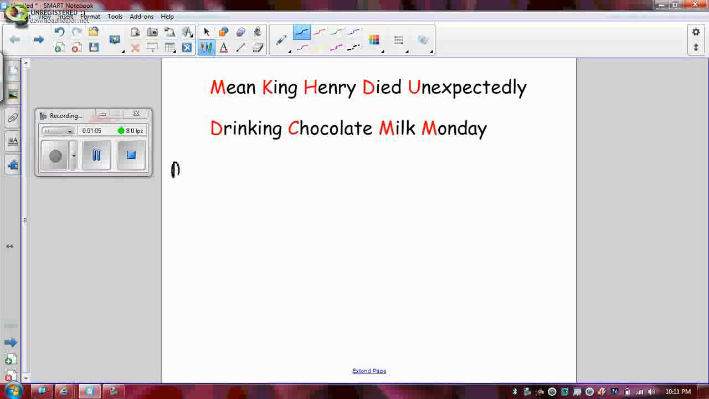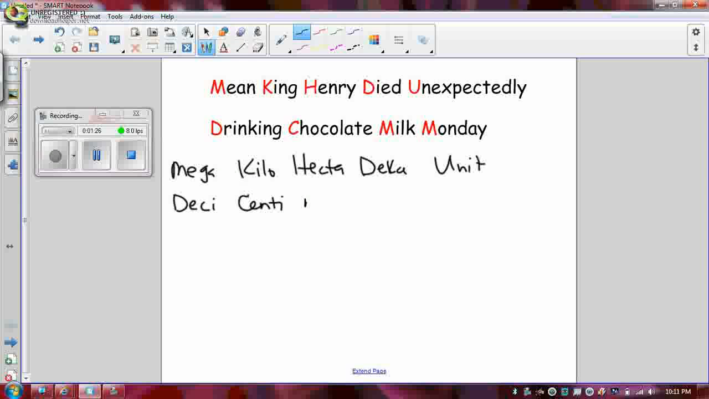So they stand for, in order, mega, kilo, hecta, deca. The U would stand for the unit, whatever unit you're working with. And then we have deci, centi, milli, and then micro. Now, these are not the only metric prefixes. There are others. For example, as you get bigger than mega, there's giga and tera. And as you get smaller than micro, there's nano and pico. But these are the basic ones that will get you through the gist of the metric system.